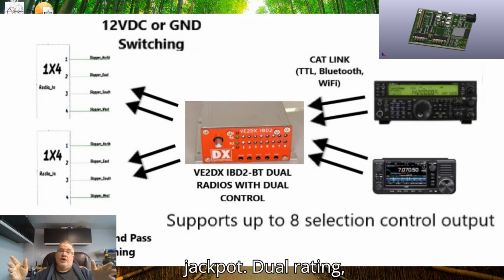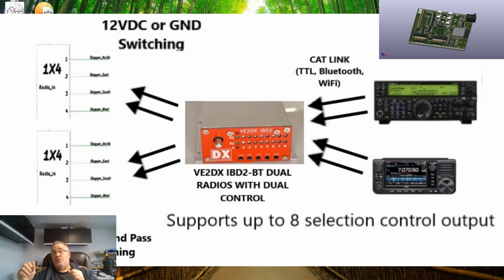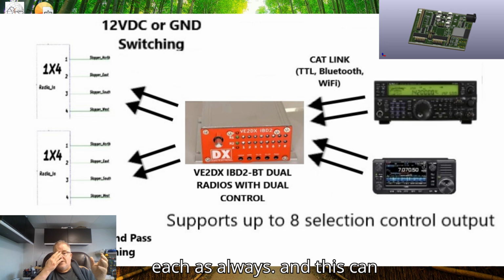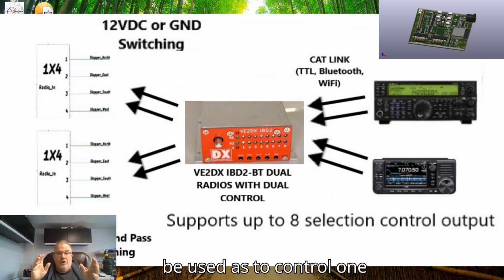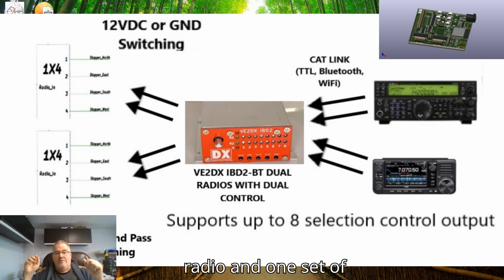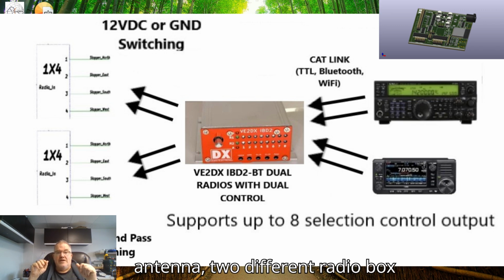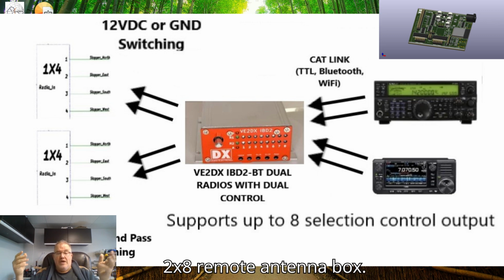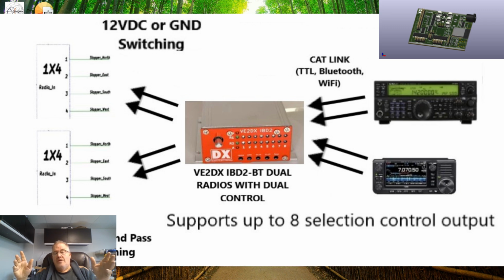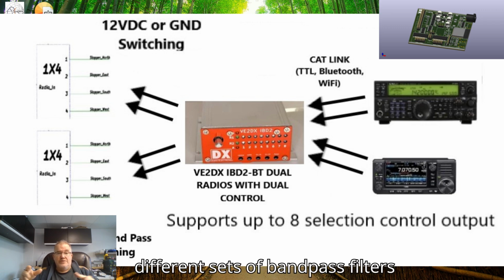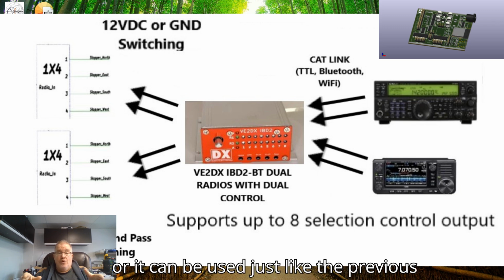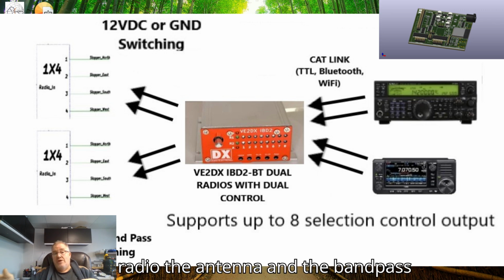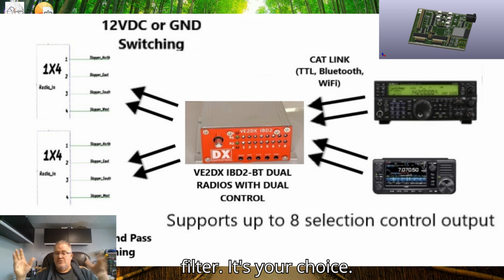The third one is the jackpot. Dual radio, dual set of outputs. Okay, 8 outputs each, as always. And this can be used to control one radio and one set of antennas, second radio, second set of antennas, two different radio boxes, or an SO2R 2x6 or 2x8 remote antenna box. It can also be used to control two different sets of bandpass filters, or it can be used just like the previous one to control with a single radio the antenna and the bandpass filters. It's your choice.